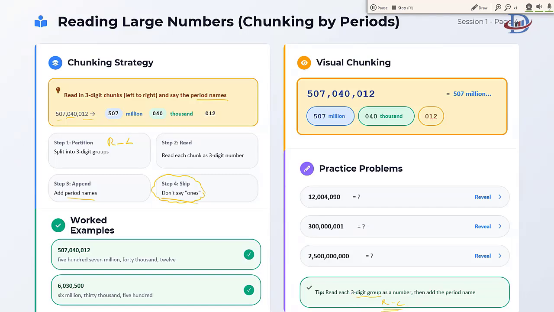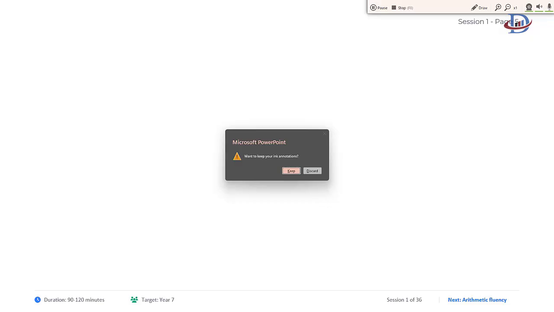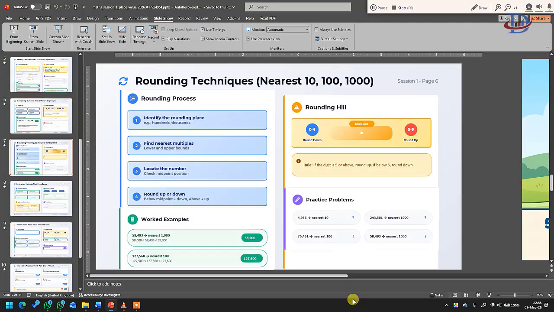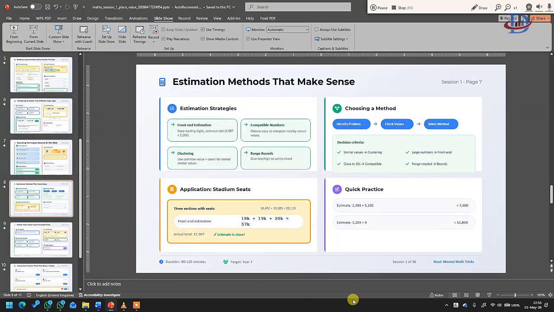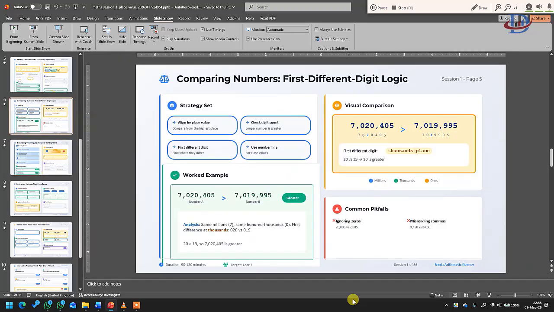Okay? Thank you so much for today. We hold up here, and for the next session, we will check more on how to do rounding of numbers, comparing numbers, and estimating numbers. Estimation, rounding, and comparing numbers using the concept of what? Of the place value.